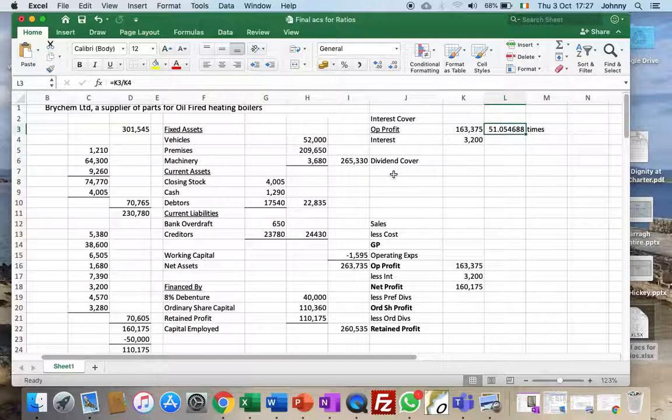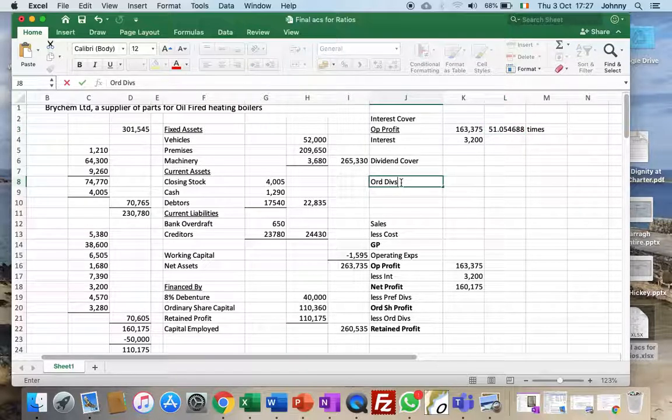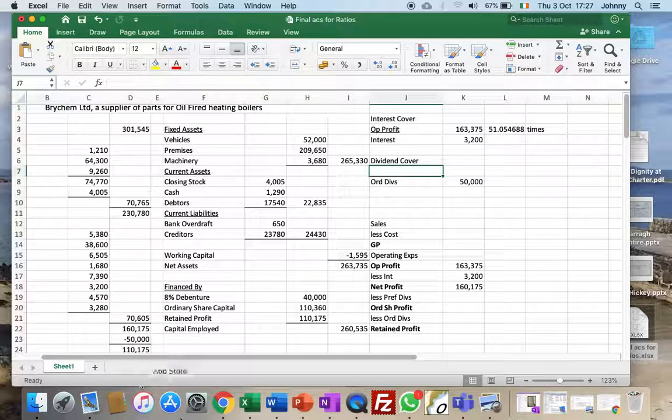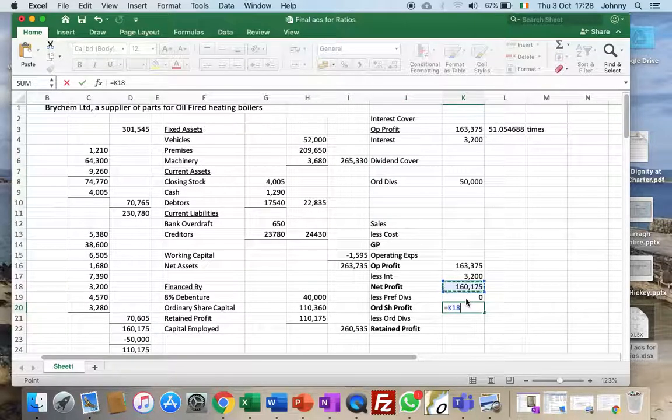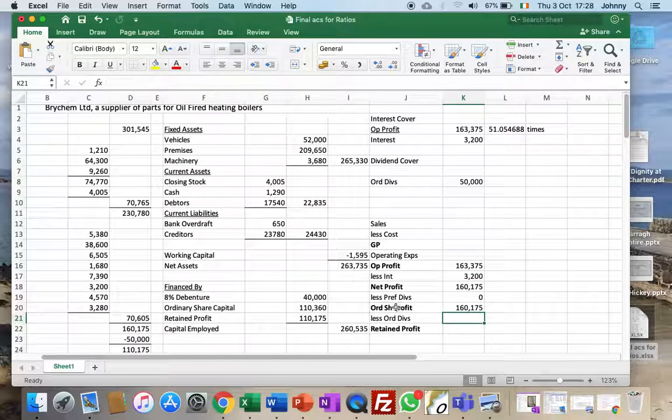So dividend cover. This is ordinary dividend we're talking about. How much money was available to cover our ordinary dividends? In this question, we see no mention of preference shares, so all of our dividends are ordinary dividends at this stage, so it's 50,000 dividends. Now, which profit am I going to use? Well, there's the ordinary share profit. This is the money that is earned for the ordinary shareholders. It happens to be the same in this case as net profit because we had zero preference dividends to pay out. But it would be the ordinary share profit we put in.